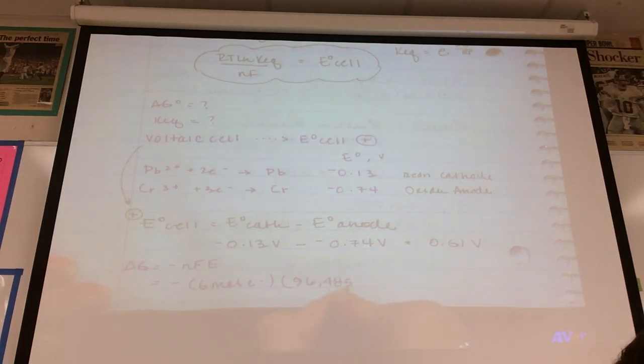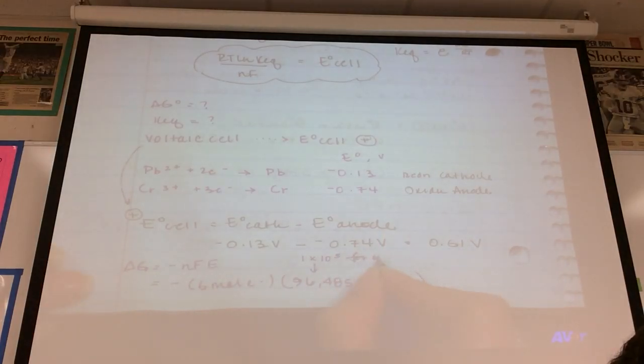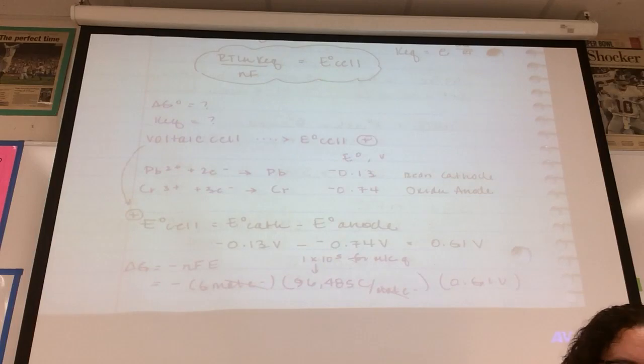And then we want delta G, and that is equal to negative nFE. The n may not be grossly obvious to you. What's n? 6 is correct. F is 96,485 coulombs per mole of electrons. And again, in a multiple choice situation, I might do something like this because it'll be easier to play with. And we got our Ecell. Remember, moles of electrons cancel. Coulombs times volts is equal to joules.